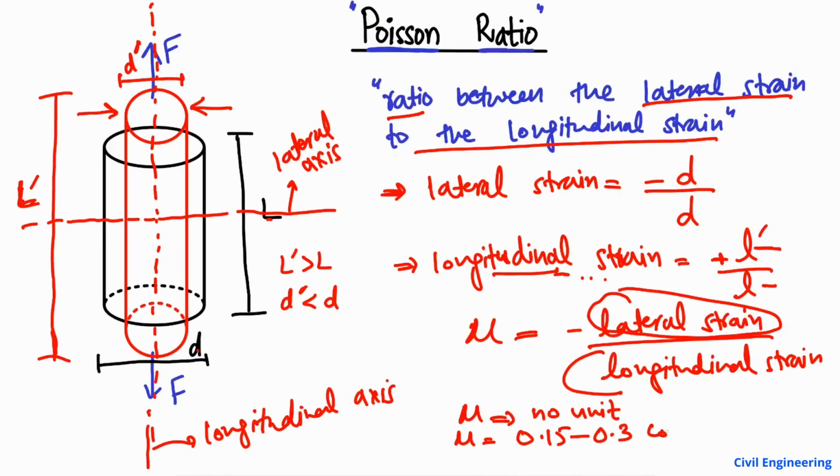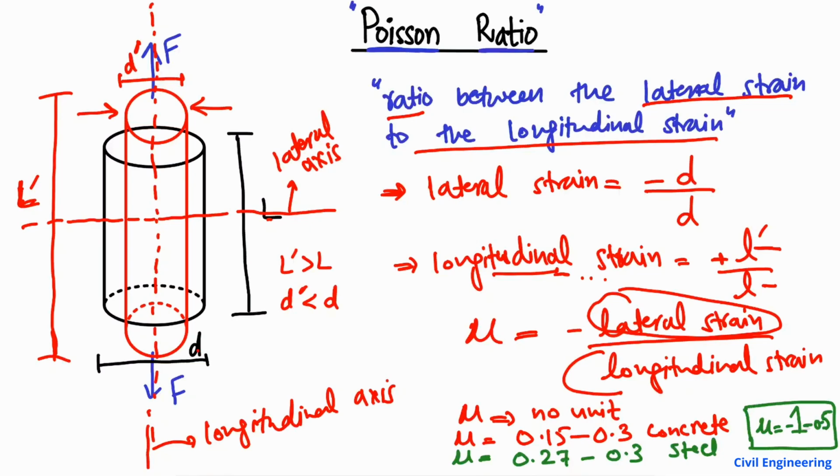It should also be kept in mind that the Poisson ratio is 0.15 to 0.3 for concrete, and 0.27 to 0.3 for steel, and the Poisson ratio always ranges from -1 to 0.5. Most materials have this range, -1 to 0.5. So this is the range of the Poisson ratio.